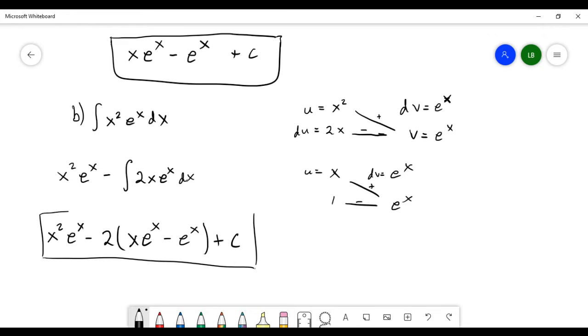So, good job noticing that. But yes, sometimes you do have to do repeated integration by parts. And we'll go into a bit more detail on that later.